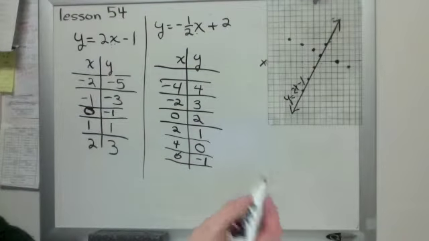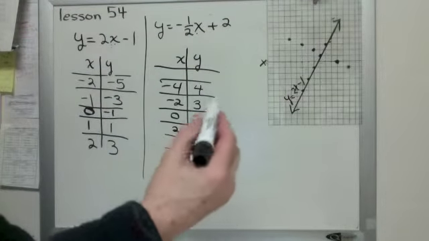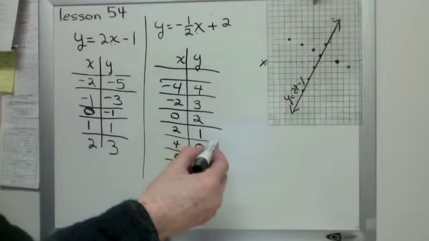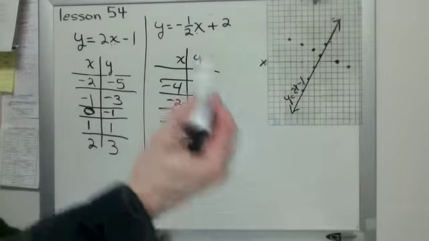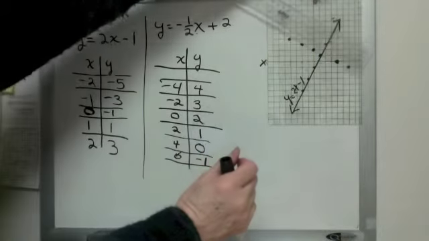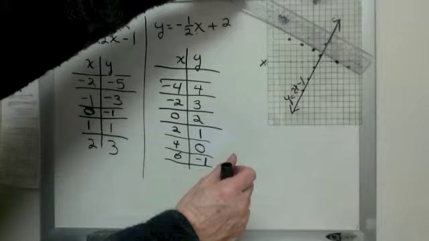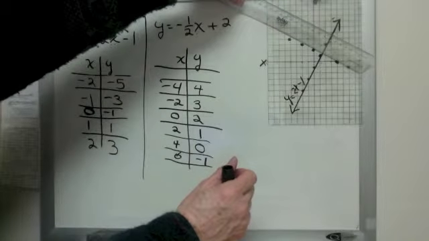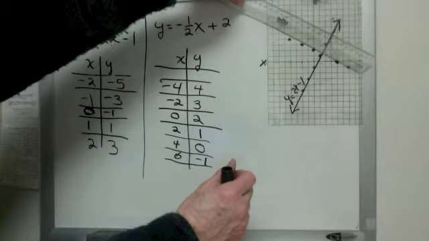Now, what did I do here? 0, 2, over 2, up 1. You know, you notice one of those points isn't on the line. I plotted one of my points wrong. That's why it's good to do lots of points. So let's check the last 3.